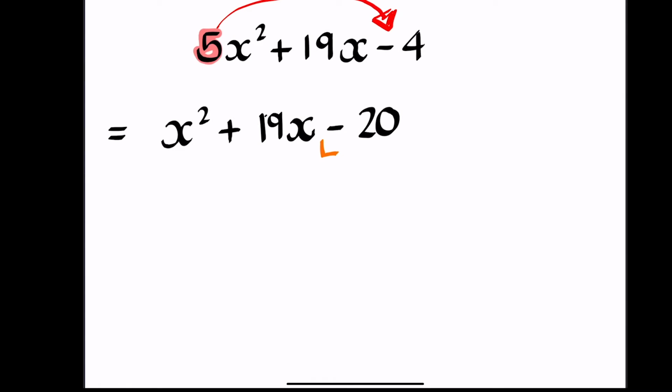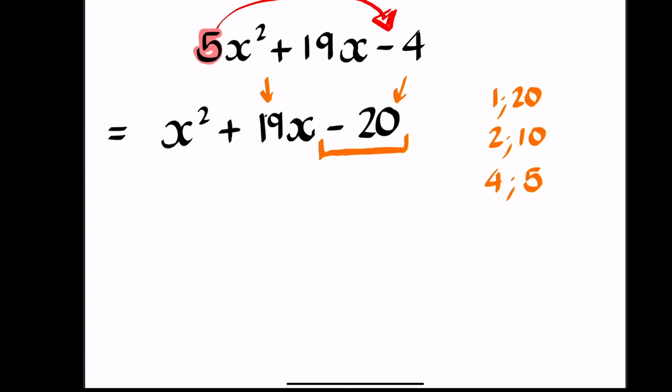Now what I'm going to do is factorize this trinomial like normal. So I'm going to take my third term. My third term is negative, so that tells me two things. It tells me that the signs are going to be different and that I'm subtracting the factors of 20 to give me my middle term, which is 19. What are the factors of 20? 1 and 20, 2 and 10, 4 and 5.